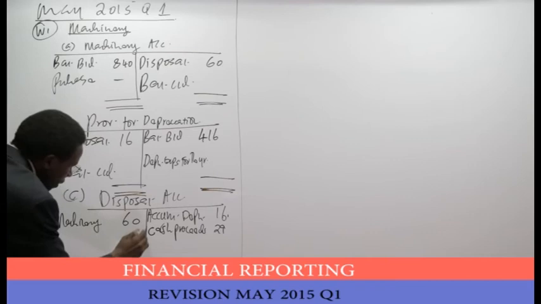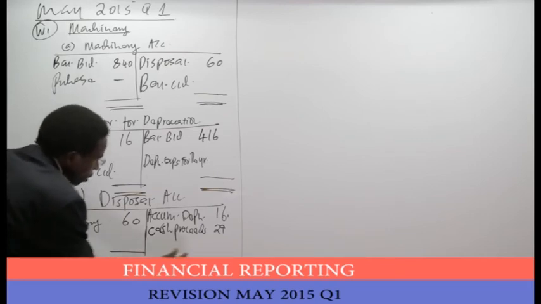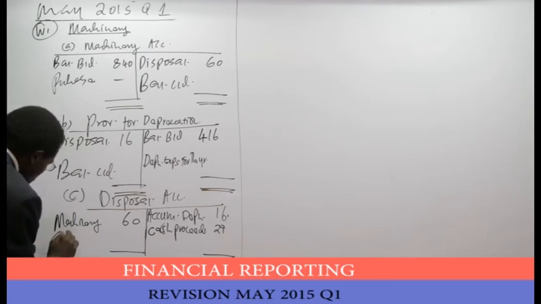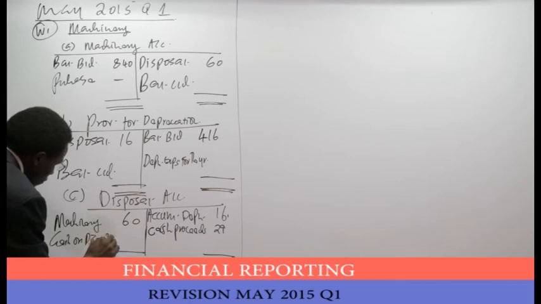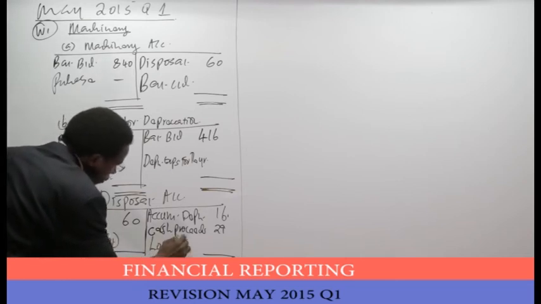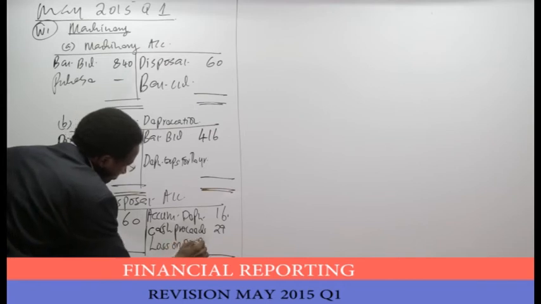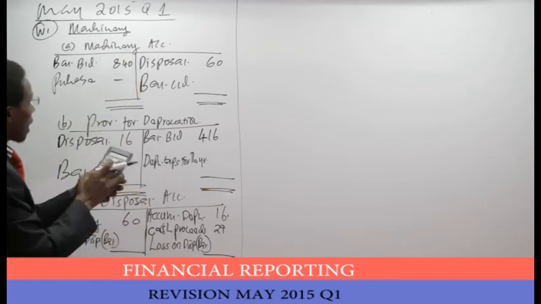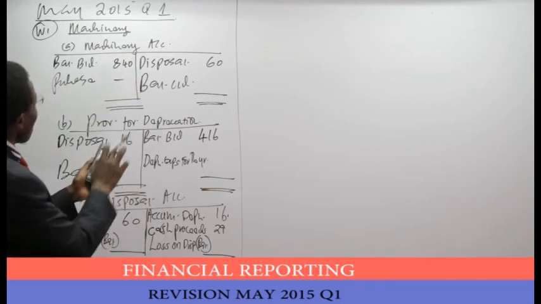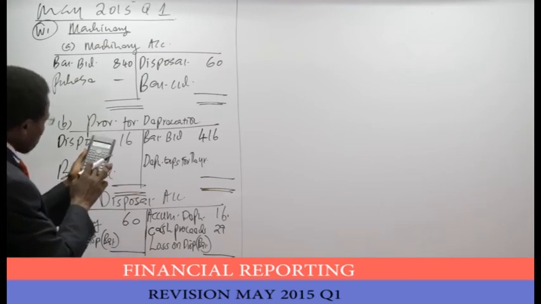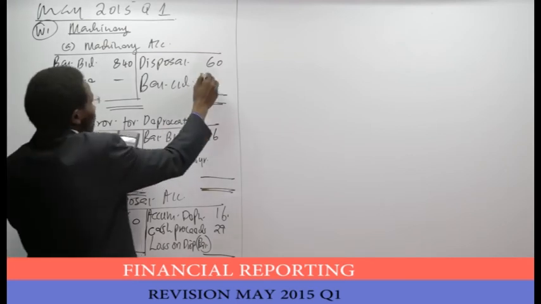Then we need to determine in our disposal account whether we made a gain or a loss. If it's a gain, it will be a balancing figure here. If it's a loss, it will be a balancing figure here. Now I take my calculator first. I determine the balances. That's 840. I subtract the 60. I'll get the 780.